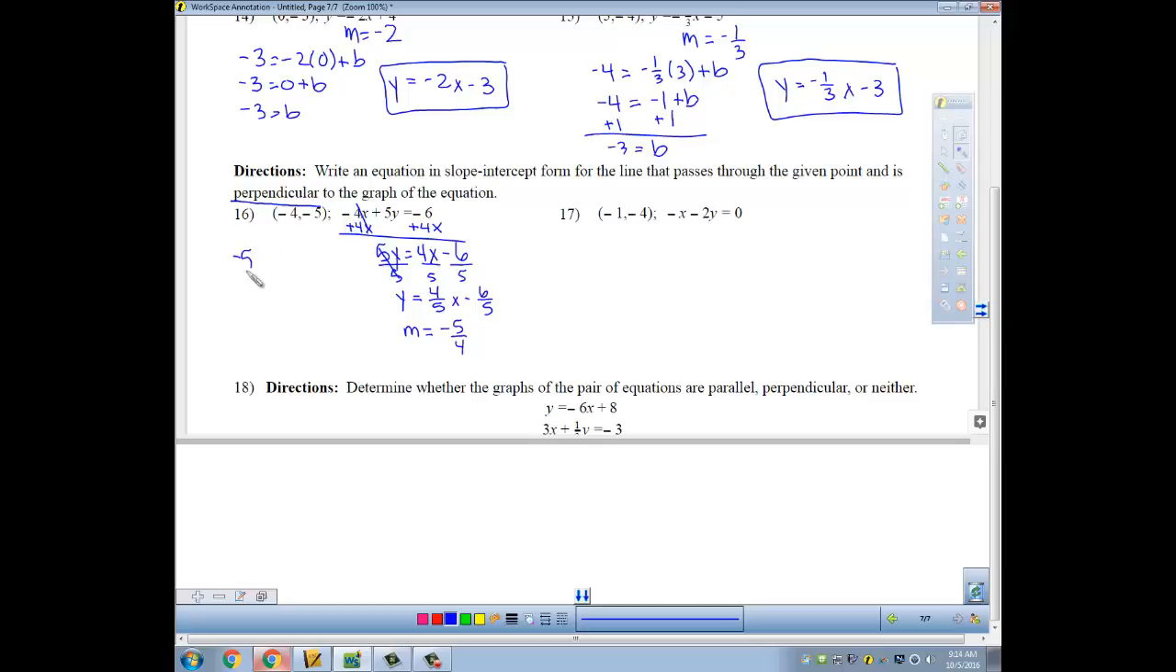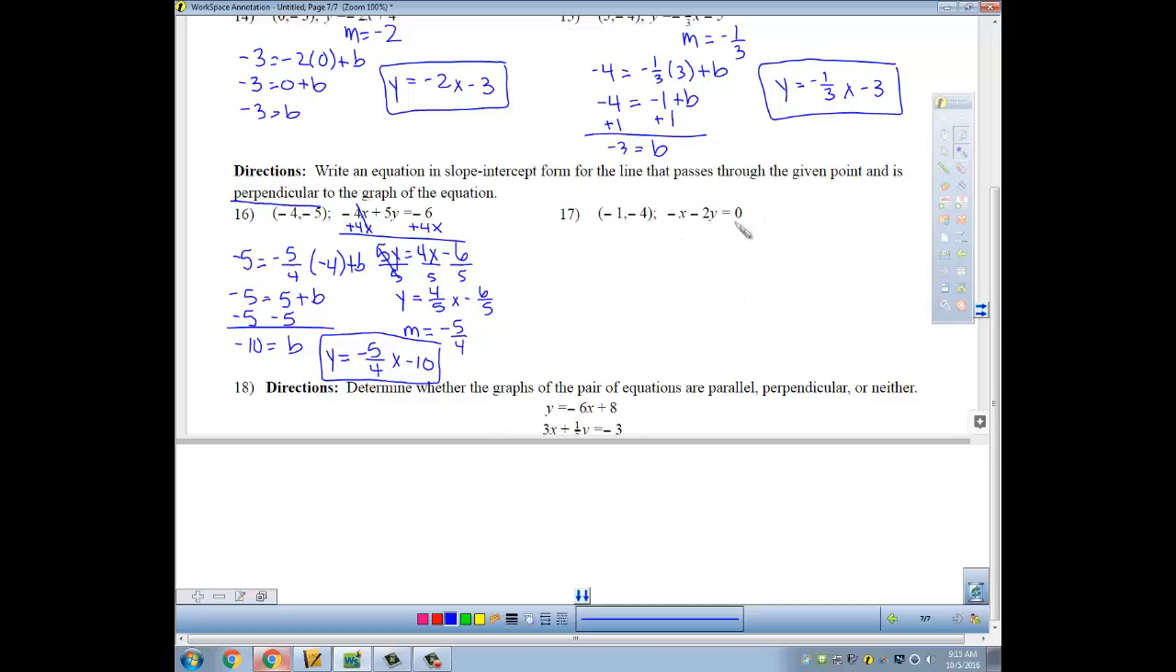So we get negative 5 equals negative 5/4 times negative 4 plus b. Negative 5/4 times negative 4 is a positive 5, because a negative times a negative is a positive. Subtract 5 from both sides to get b equals negative 10. So your final equation, y equals negative 5/4 x minus 10.